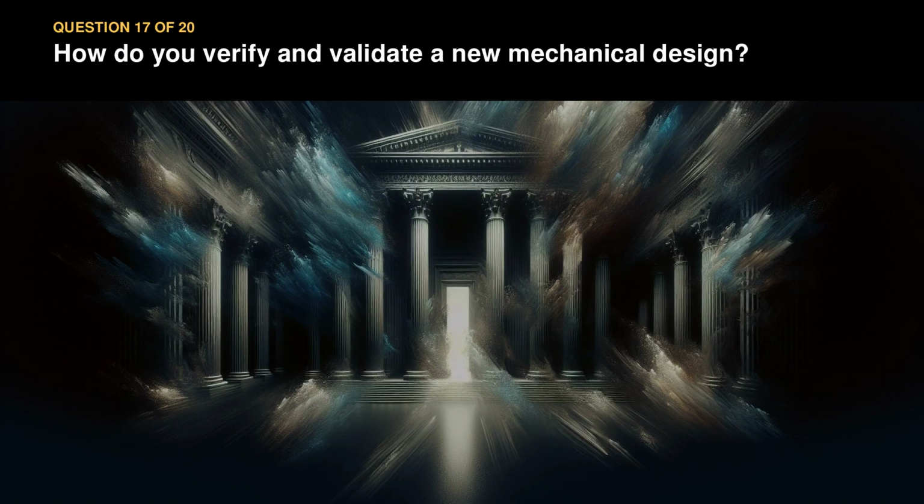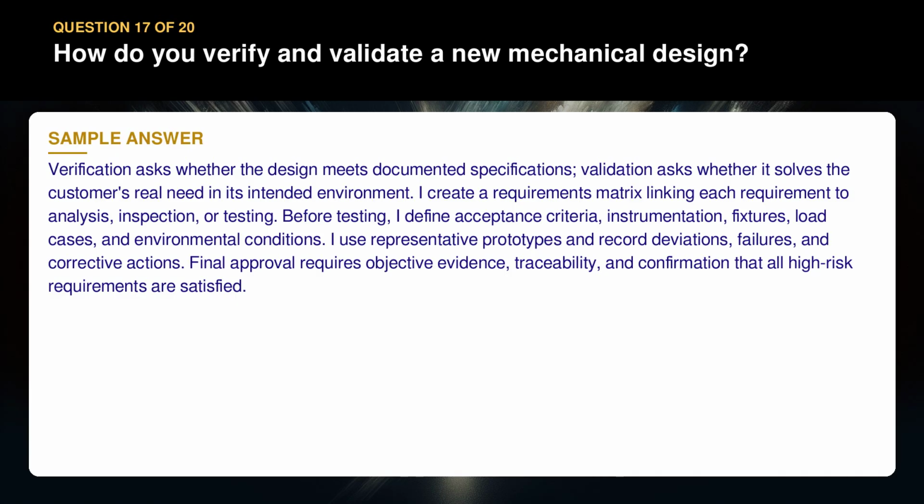Question 17. How do you verify and validate a new mechanical design? Verification asks whether the design meets documented specifications. Validation asks whether it solves the customer's real need in its intended environment.